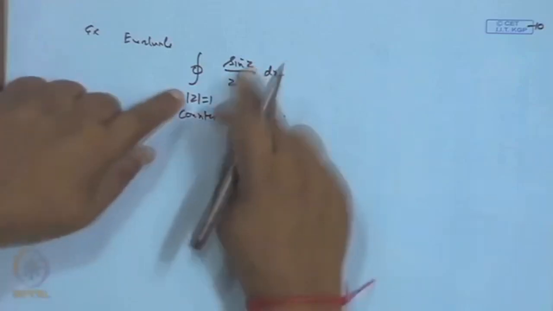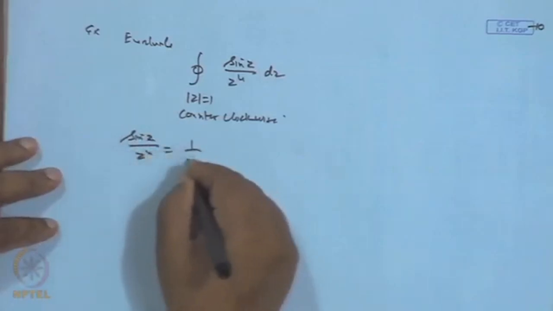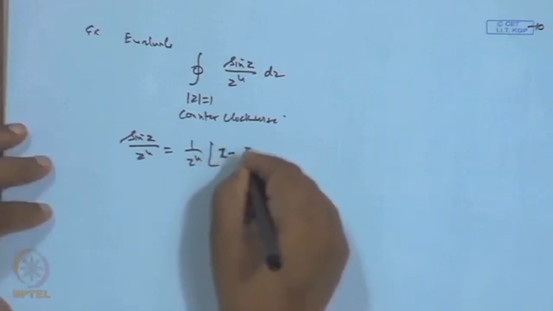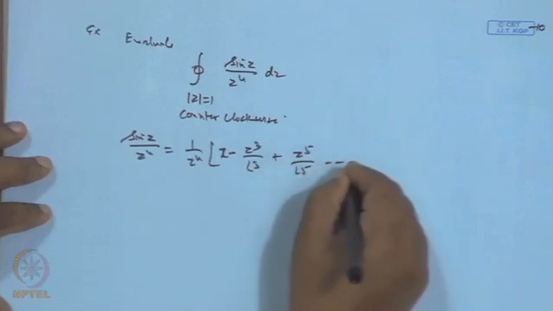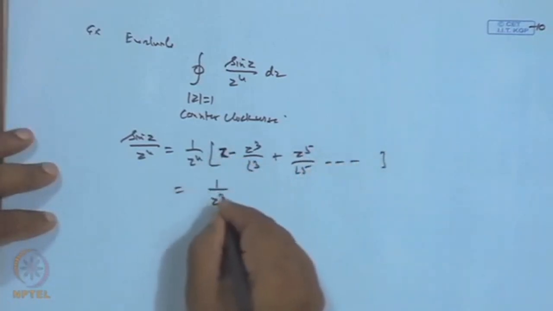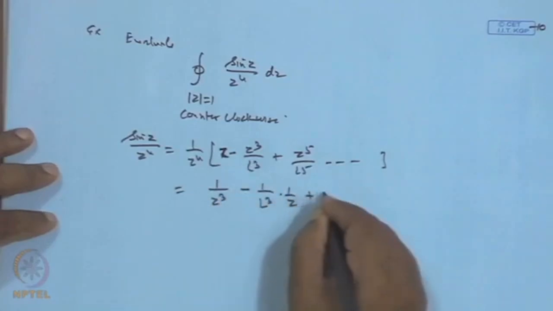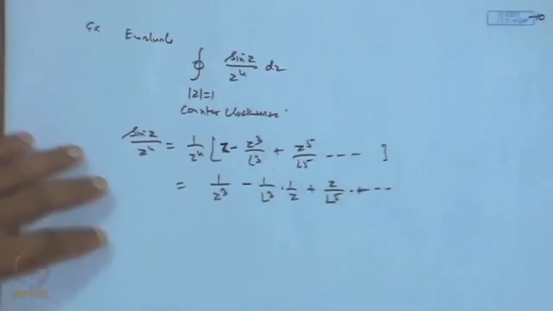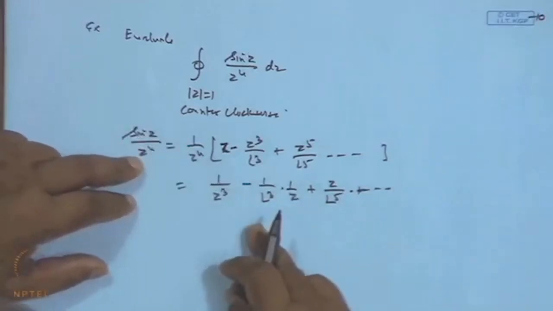Now, obviously, this function sin z by z to the power 4 is equal to 1 by z to the power 4 times the expansion of sin z, which is z minus z cube over factorial 3 plus z to the power 5 by factorial 5 and so on. When you divide by z to the power 4, you get 1 by z cube minus 1 by factorial 3 into 1 by z plus z over factorial 5 and so on. So this is the expansion of the function sin z by z to the power 4 around the point 0.